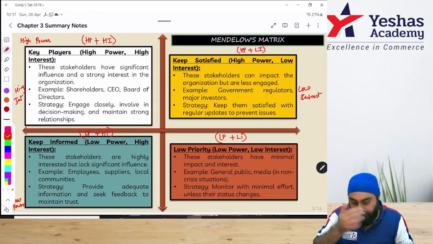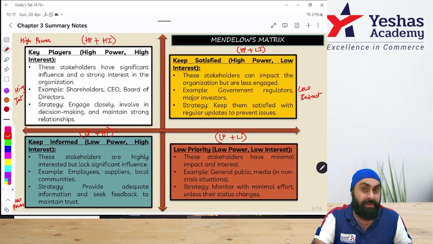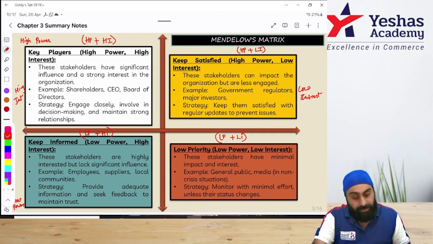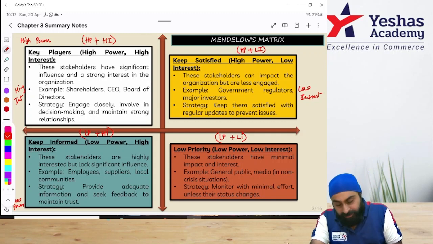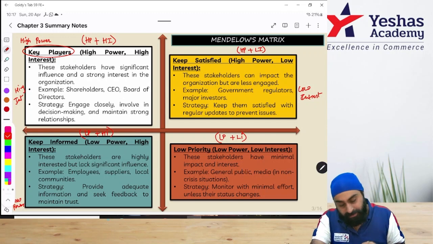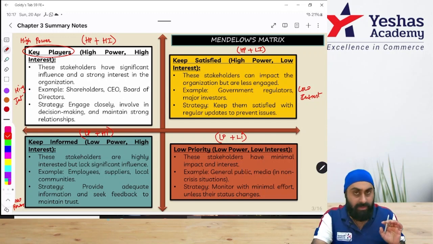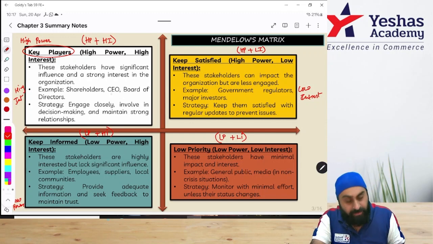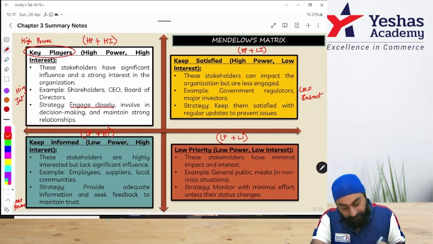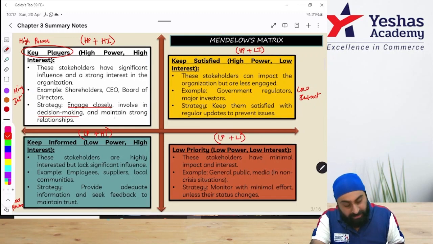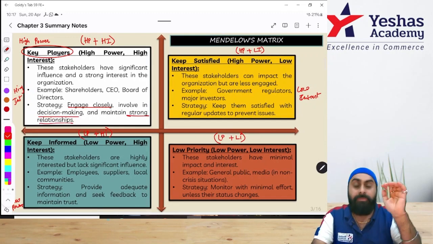Now, understand everything that is coming out of my mouth. High power, high interest people are called the key players of the market. We term it key players. They have significant influence and strong interest in the organization. Examples: shareholders, CEO, board of directors. What is the strategy? Engage closely, involved in decision making. So they are engaged closely in every business activity. They are involved in decision making and they maintain a strong relationship.